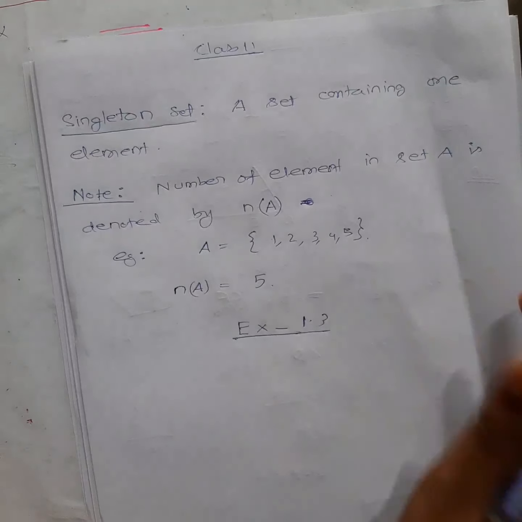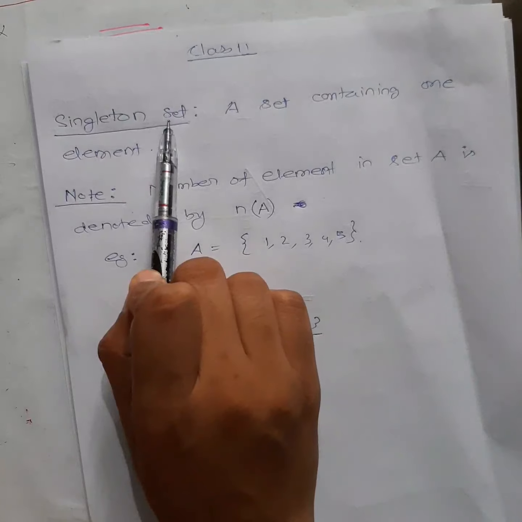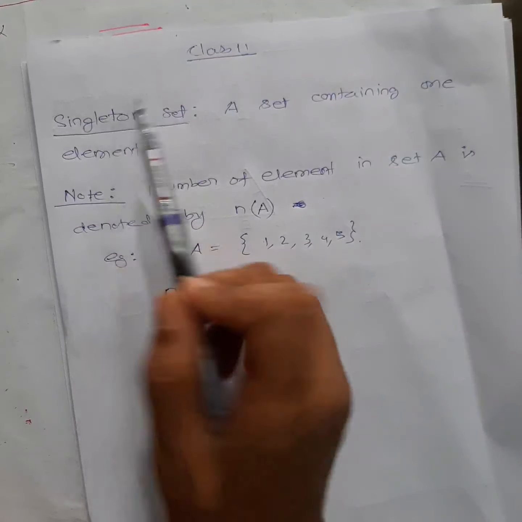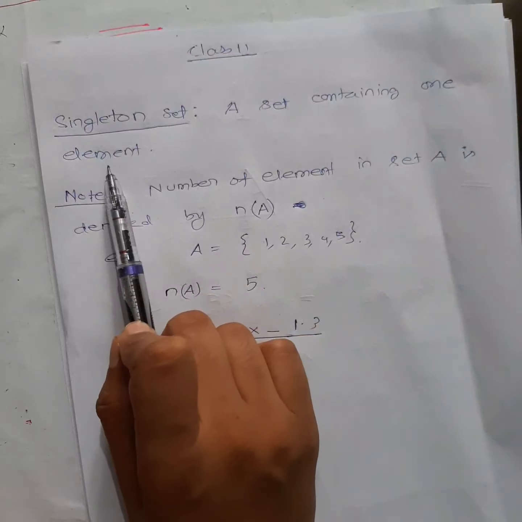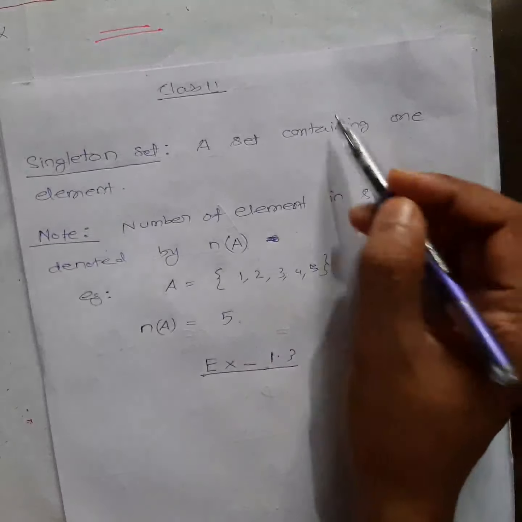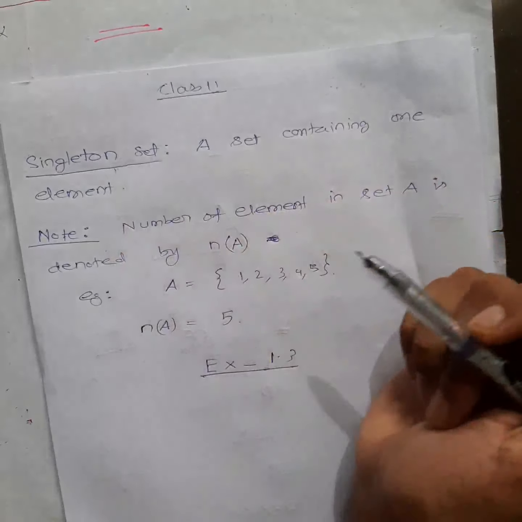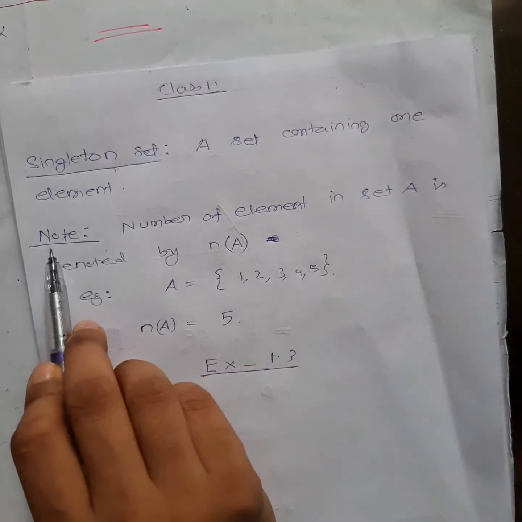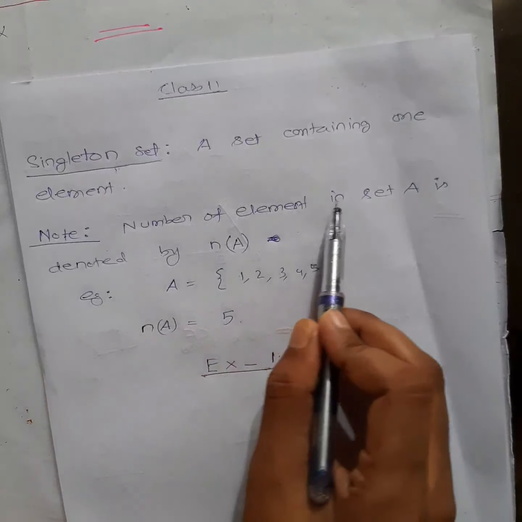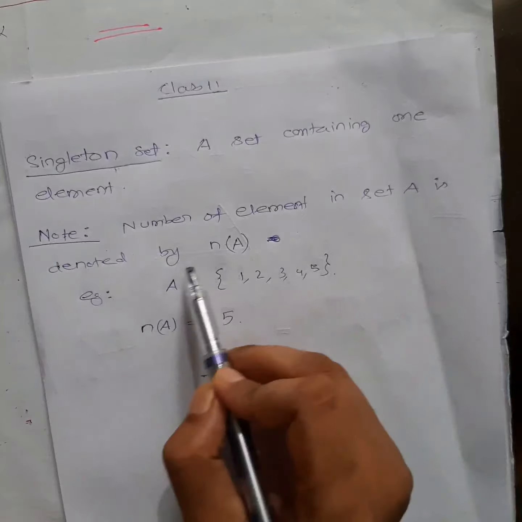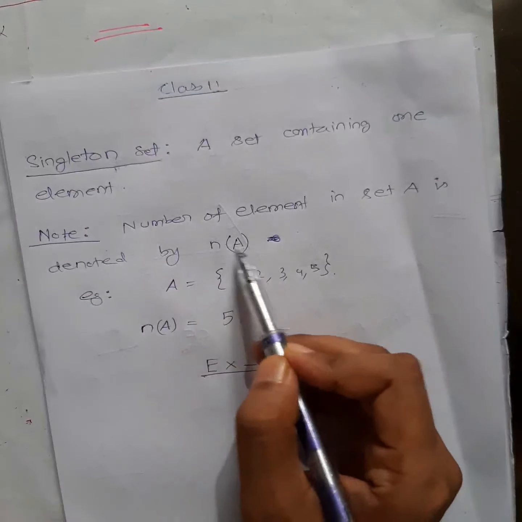Okay, students, before we start exercise 1.3, just note this down. One is the singleton set. A singleton set is very simple: a set containing only one element. If your set has only one element, that kind of set has a special name, a singleton set. And one more thing: the number of elements in set A is denoted by this notation. Try to note it down.